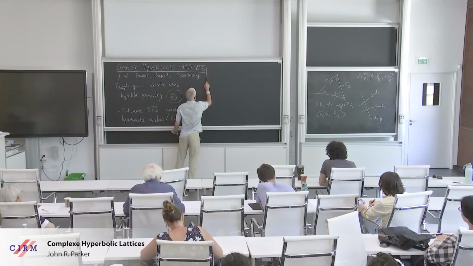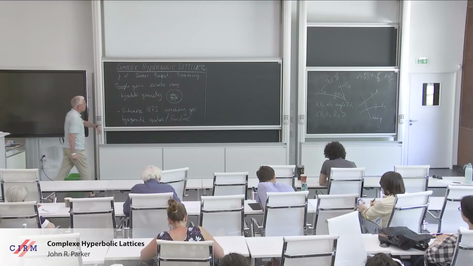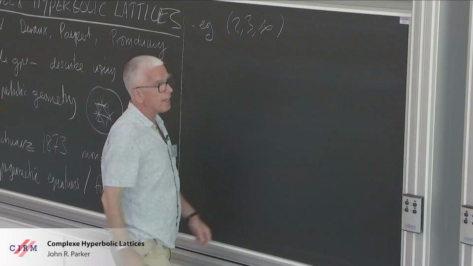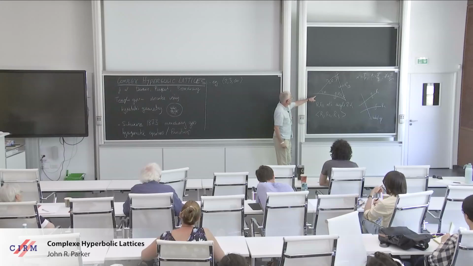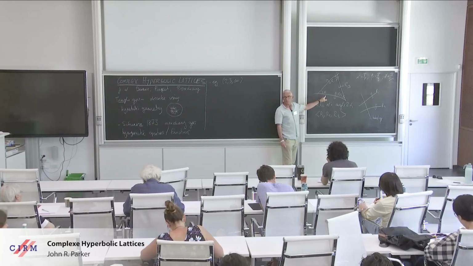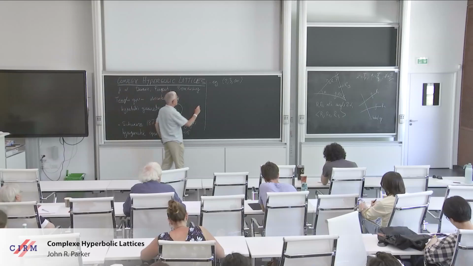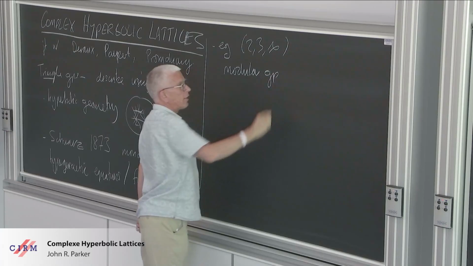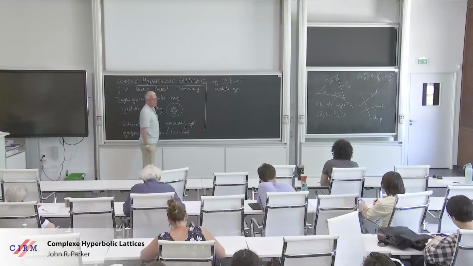A particular example of this, e.g., the (2, 3, infinity) triangle, and again, infinity means that these two points should intersect off on the ideal boundary, and I effectively get a zero angle. So that becomes, which is the modular group, or rather, the modular group is an index 2 orientation-preserving subgroup of that triangle group.